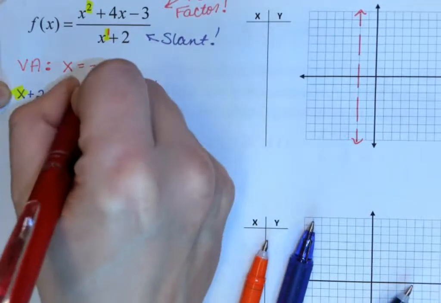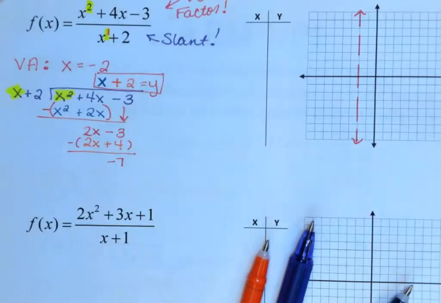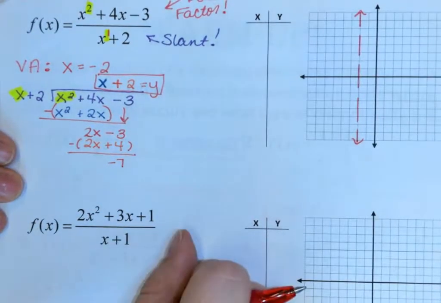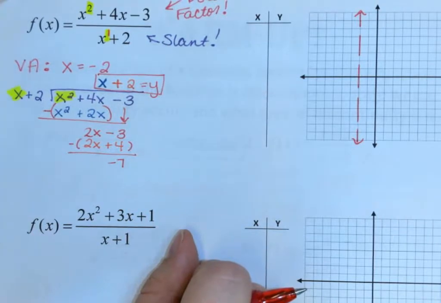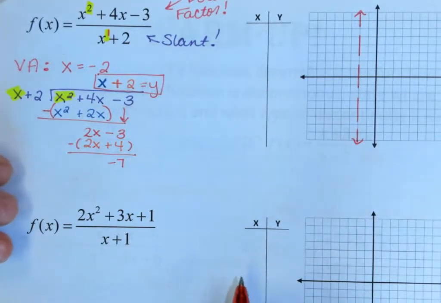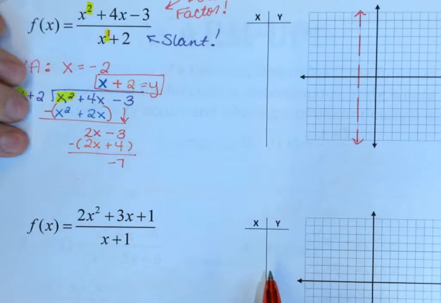This is my horizontal asymptote. You don't need to go any further. I promise. Because basically, it'll come back to you.